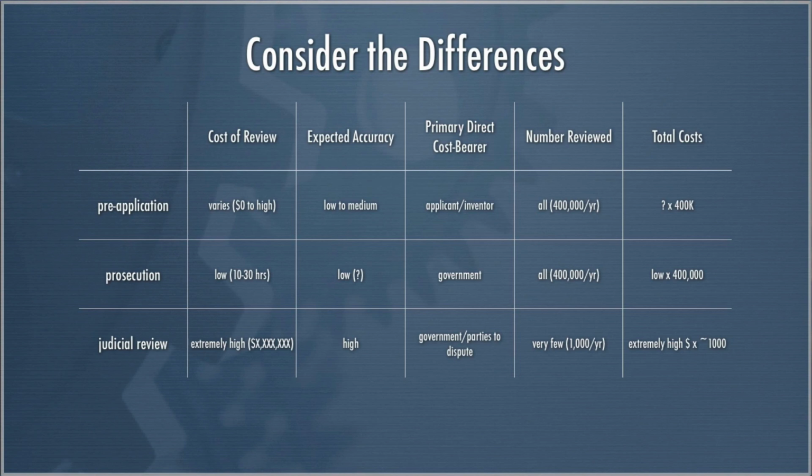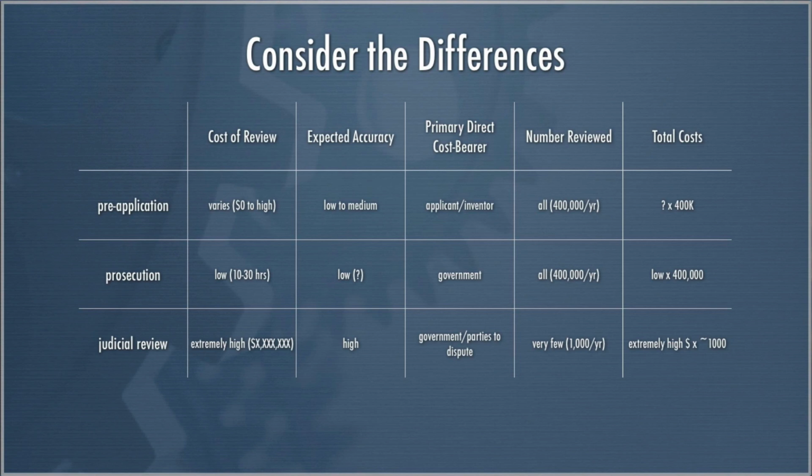In the pre-application stage, the cost of the review varies because it's primarily at the discretion of the applicant, him or herself. So it might be nothing and it might be very extensive. The expected accuracy, well, it might be low because there's not a lot of incentive to do a ton of this work or to get it right. On the other hand, there's some incentive to get it right because if you know what you're up against, you're more likely to draft claims that are going to go through the office easier and take less time and so forth. The primary direct cost bearer is the applicant or the inventor.